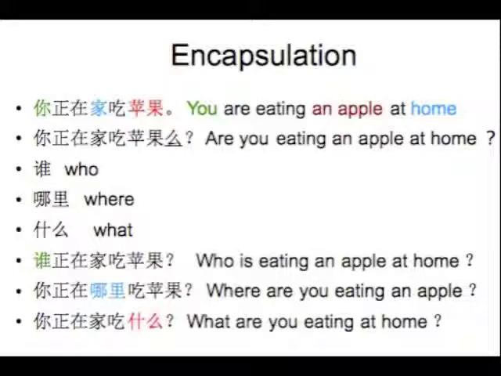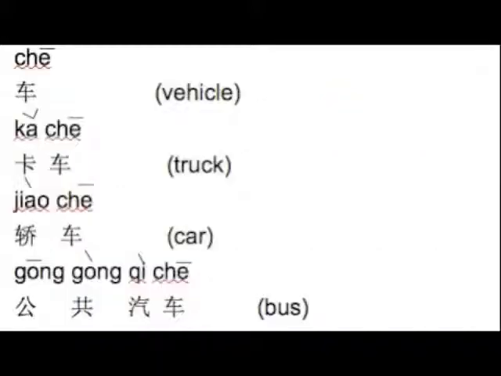If you want to say, what are you eating at home? In Chinese it is 你正在家吃什么? 什么, which is in red, means what, and it is replacing 苹果. So now you can see how easy this is.